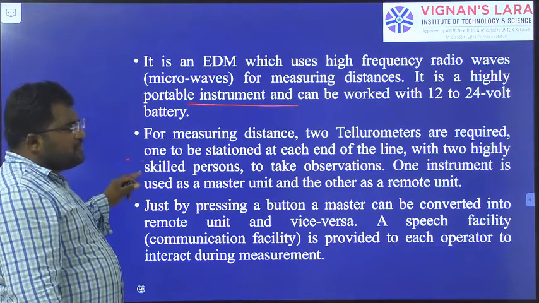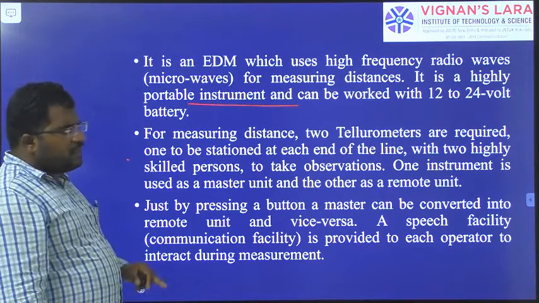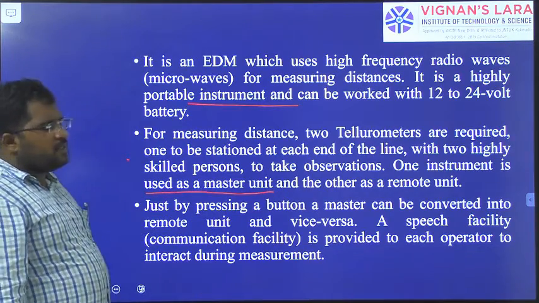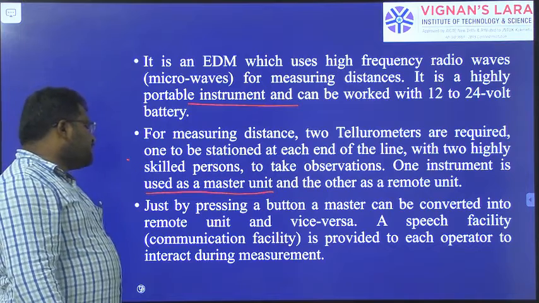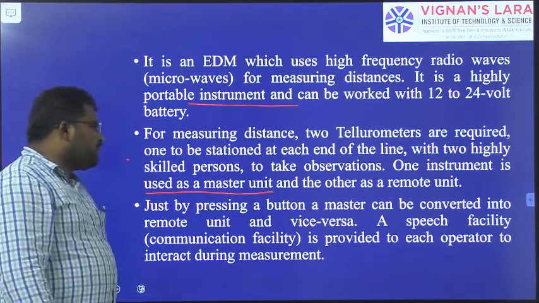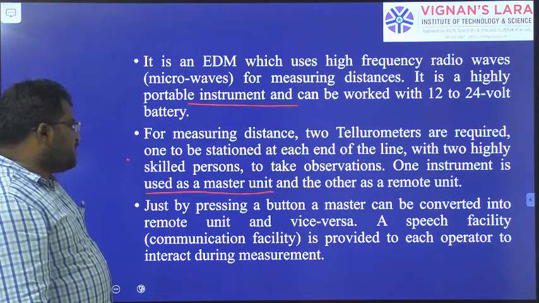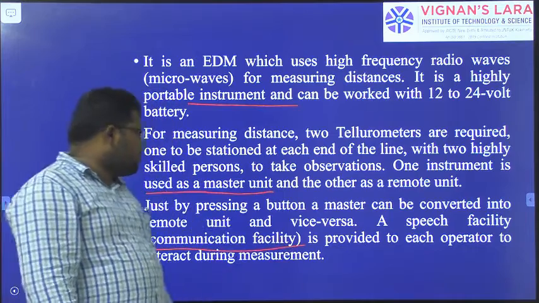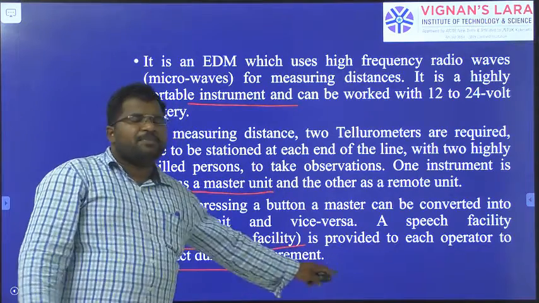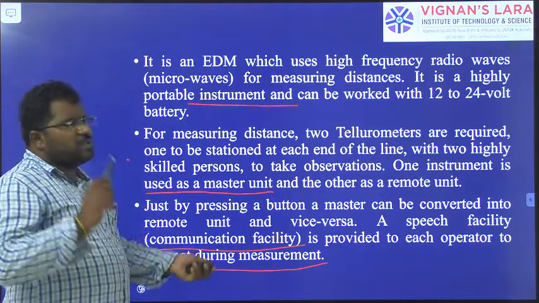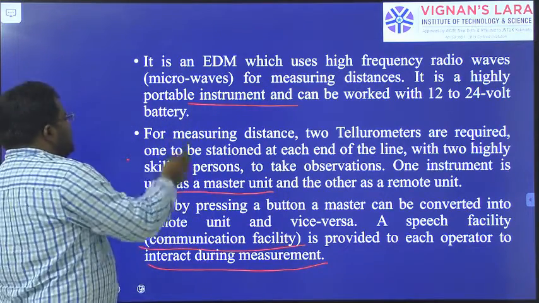Two highly skilled persons are required to take observations. One instrument is used as the master unit and the other as the remote unit. Just by pressing a button, the master can be converted into the remote unit and vice versa. A speech facility is also provided to each operator to communicate during the measurement. This is the benefit, but it requires two instruments, kept on both sides.